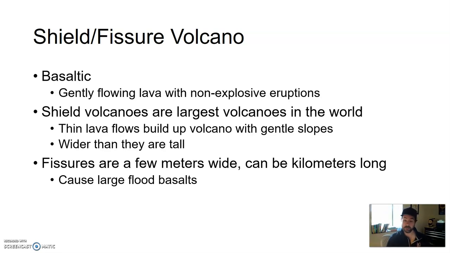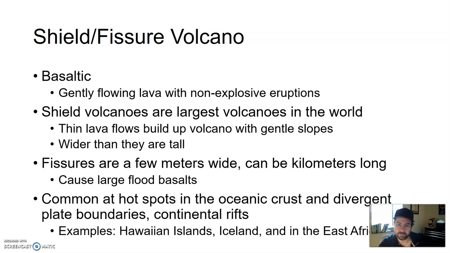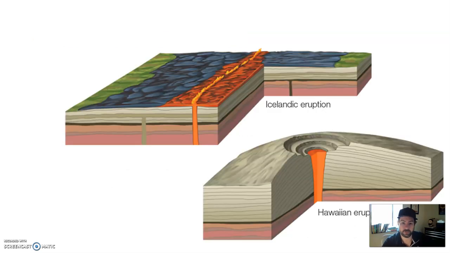Fissure volcanoes can be even just a few meters wide, but can be a good kilometer plus long, a mile plus long. And they cause large flood basalts, also very runny. So coming out of this big crack, this big fissure that's like a mile plus long, flowing out in all directions. These types of volcanoes are common at hot spots underneath the oceanic crust and divergent plate boundaries or continental rifts. The Hawaiian Islands, shield volcanoes. Iceland, fissure volcanoes. East African Rift, fissure volcanoes.